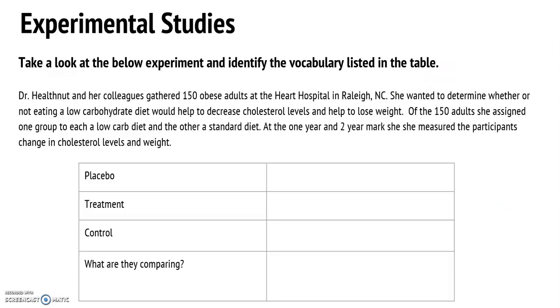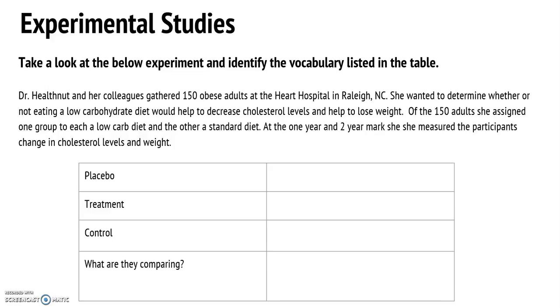So let's take a look at the experiment below and identify the vocabulary that we've talked about. The placebo, the treatment, the control, and what exactly are they comparing? That's important. So Dr. Healthnut and her colleagues gathered 150 obese adults at the Heart Hospital in Raleigh, North Carolina. She wanted to determine whether or not eating a low carbohydrate diet would help to decrease cholesterol levels and help to lose weight. Of the 150 adults she assigned, one group to each eat a low carb diet and the other a standard diet. At the 1 year and 2 year mark, she measured the participants' change in cholesterol levels and weight.